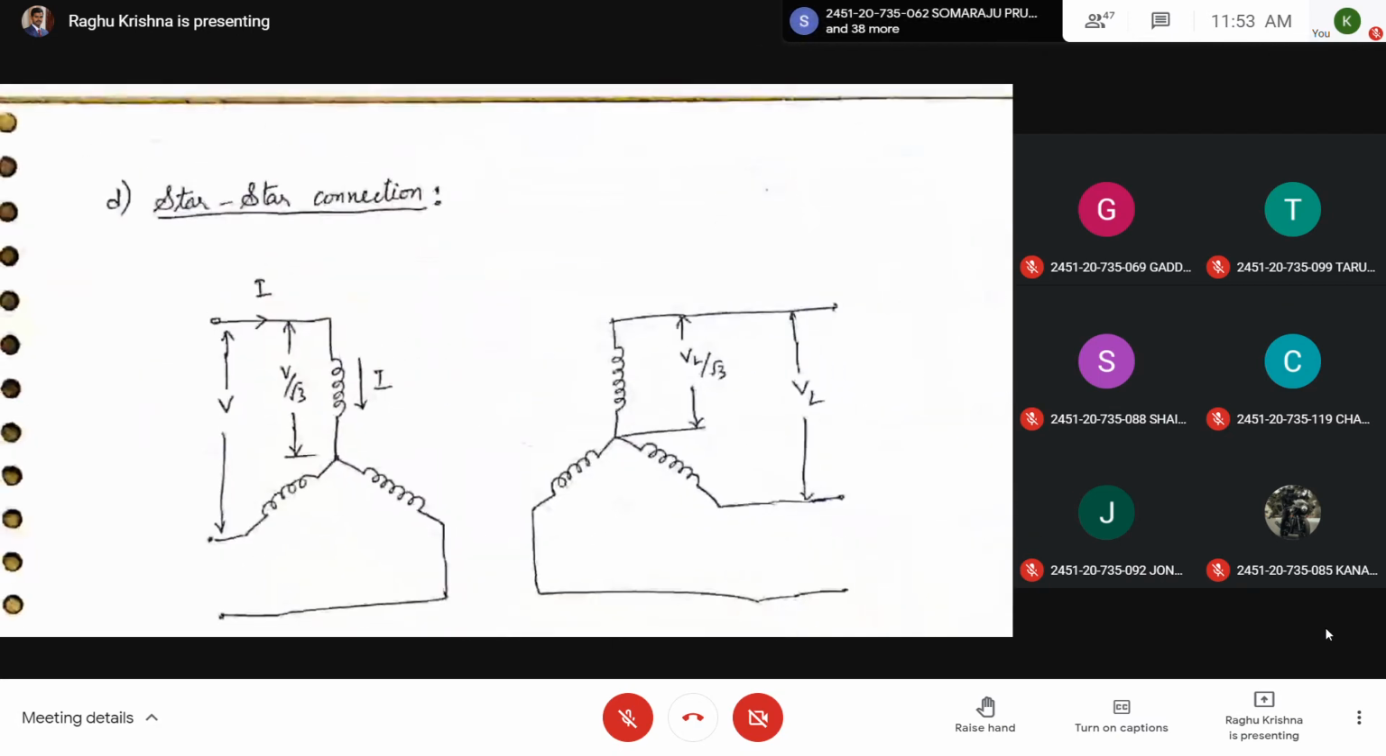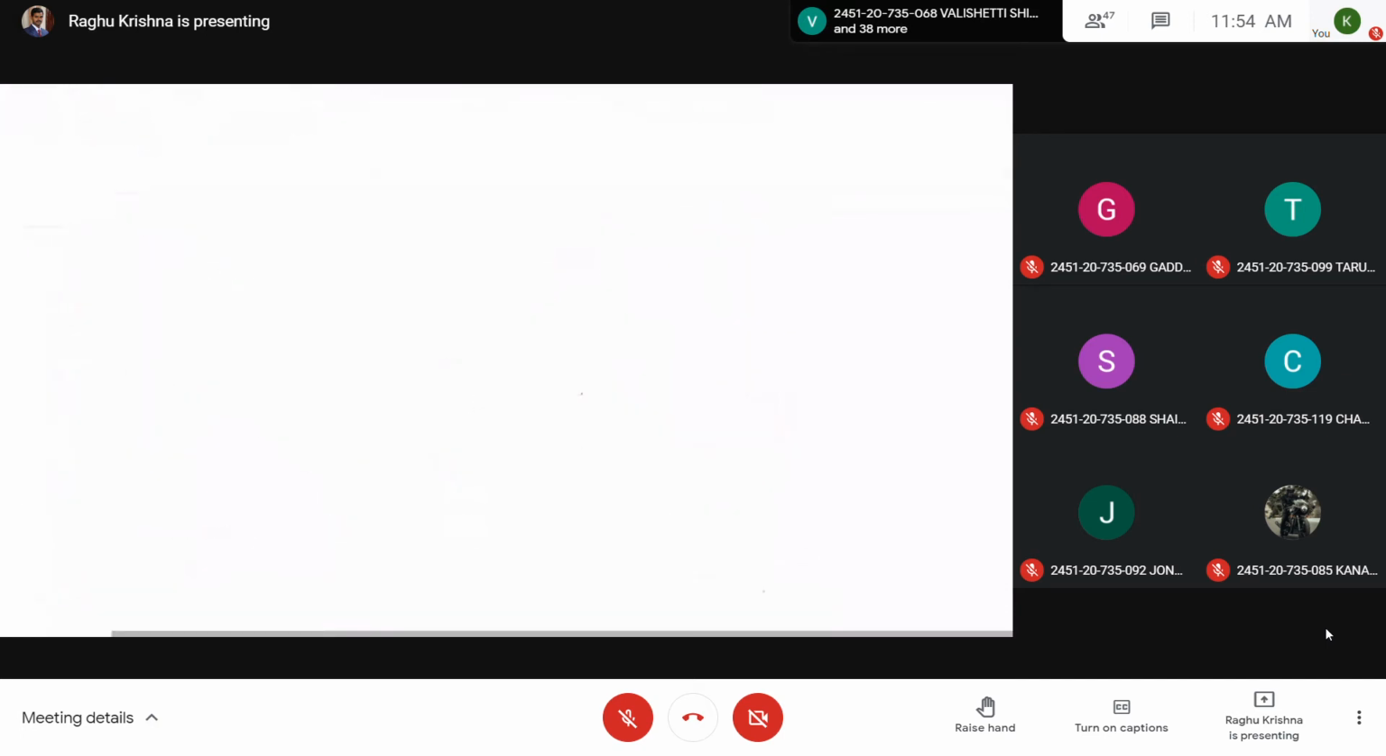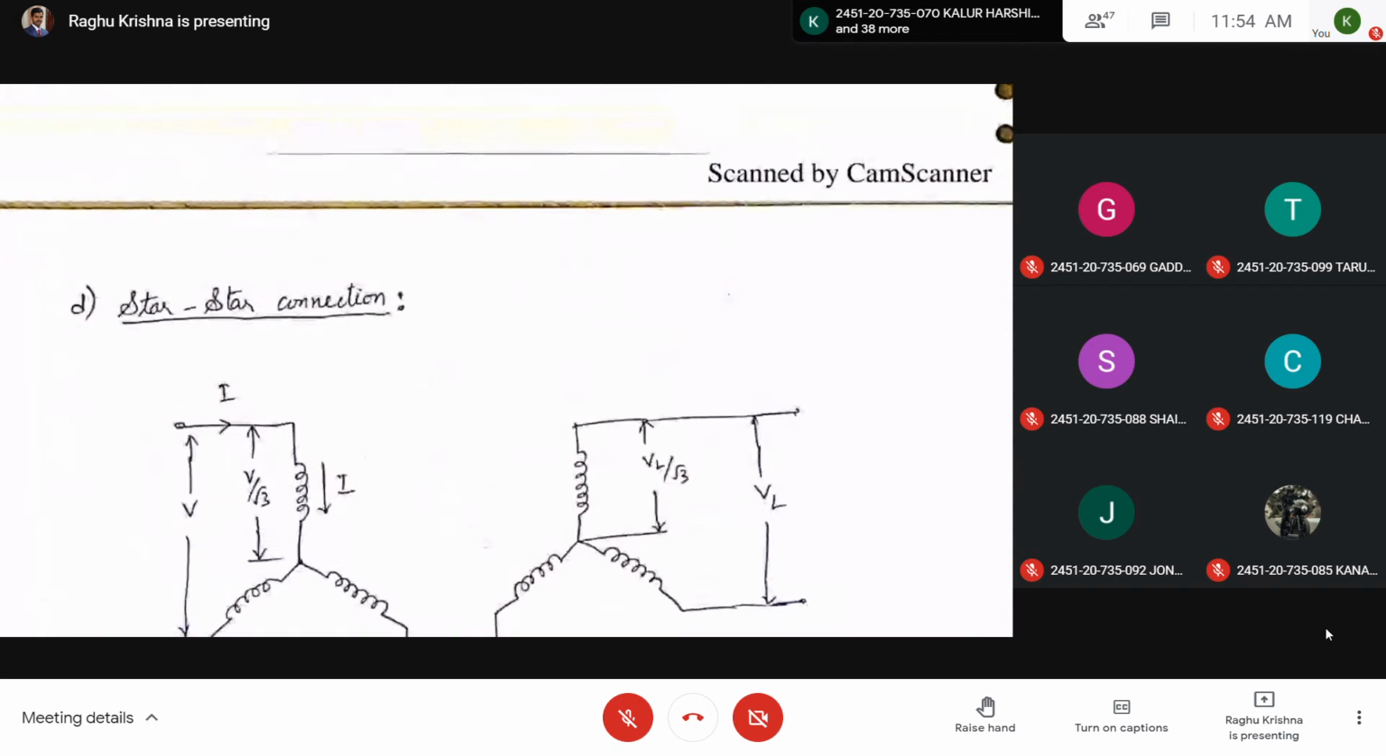Star star. So here capital I is the line current, that will be equal to the phase current. So phase current is equal to line current, which is equal to I. So if V is the supply voltage, that means line voltage. Always the voltage will be line voltage. Phase voltage is equal to VL by root 3. That is V by root 3. And coming to the right side, if VL by root 3 is the phase voltage, VL will be the line voltage. So these are the transformer connections.